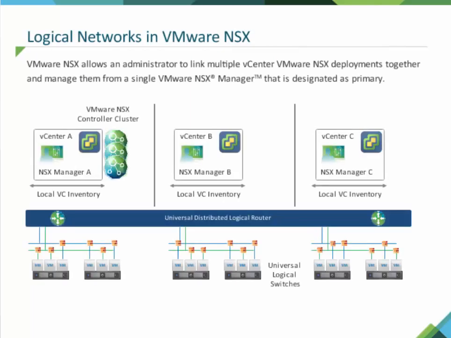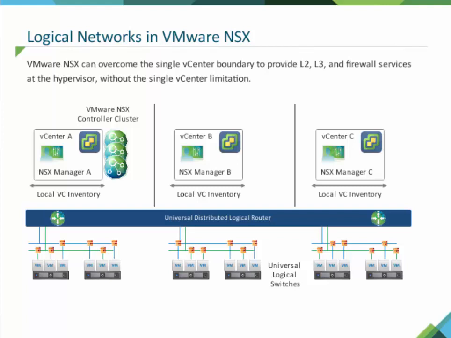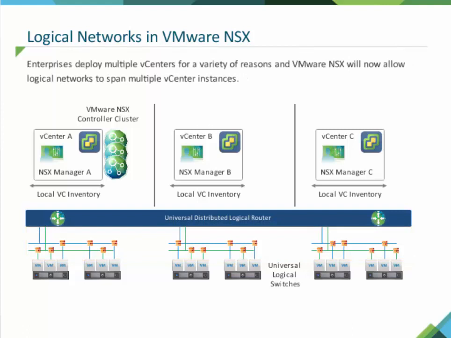VMware NSX allows an administrator to link multiple vCenter VMware NSX deployments together and manage them from a single VMware NSX manager that is designated as primary. This allows an administrator to manage the deployments from a single interface. VMware NSX can overcome the single vCenter boundary to provide L2, L3, and firewall services at the hypervisor without the single vCenter limitation. Enterprises deploy multiple vCenters for a variety of reasons, and VMware NSX will now allow logical networks to span multiple vCenter instances.